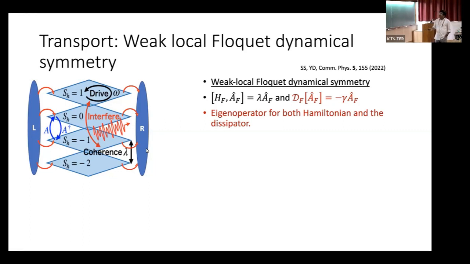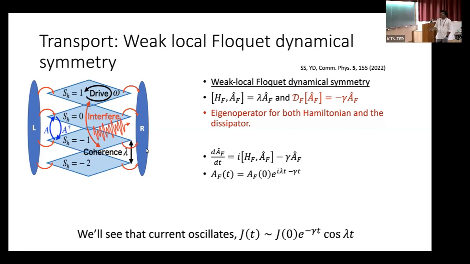So what we must have is that, apart from the eigenoperator with respect to the Hamiltonian, I also need an eigenoperator with respect to the dissipator, and this lambda and gamma should not depend on each other. In that case, I'll have a decaying envelope, but the frequency will not be hampered, as I will show, and I will see oscillations in the current under this kind of mechanism.